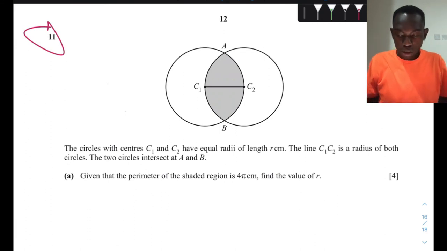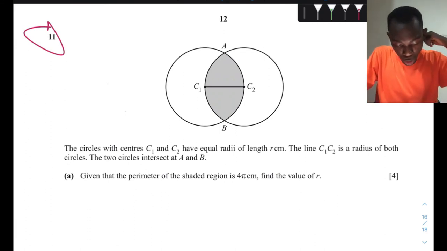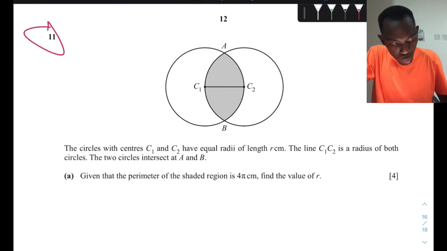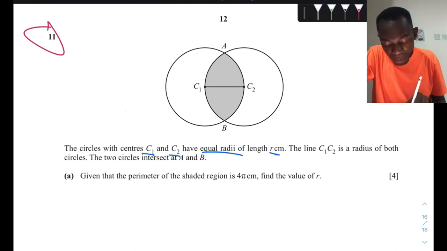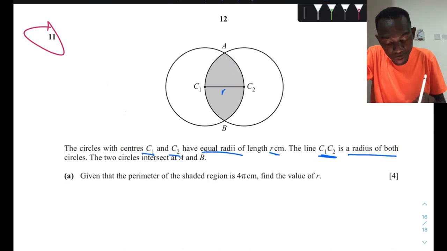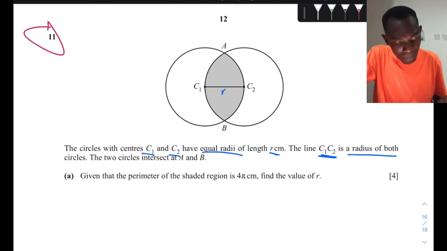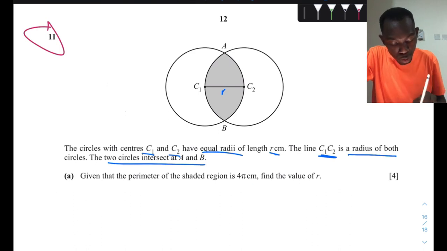Right, so how do we solve this particular question? It says that the circles with centers C1, C2 have equal radii of R. And then C1, C2 is also a radius. So that means that C1, C2 is R. And then the circles intersect at A and B. They gave you the perimeter, that is 4 pi, so find the value of R.